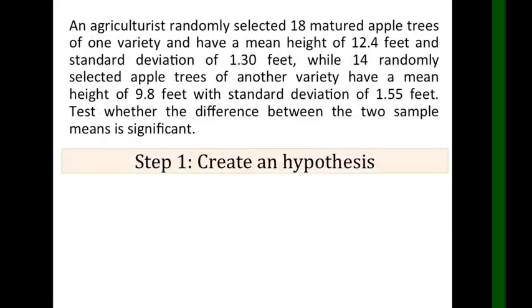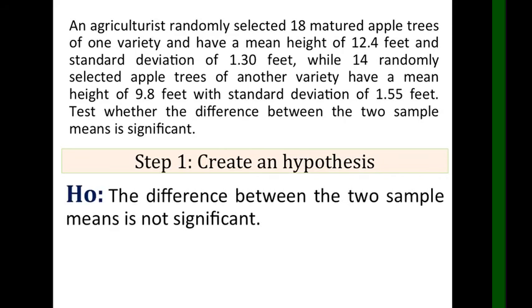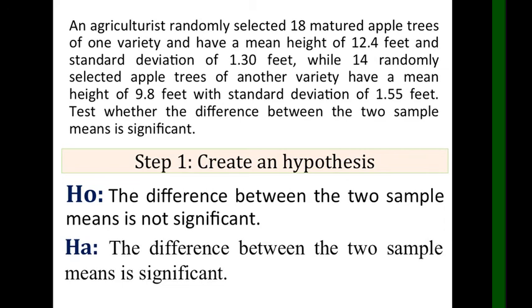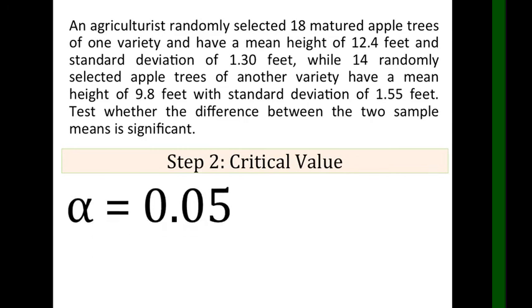So let's see. First, the imperative is test whether the difference between the two sample means is significant. So the null is the difference between the two sample means is not significant, and the alternative is the difference between the two sample means is significant. I hope you already know how to do this. But if you don't know how to do a hypothesis statement, you can just click the link in the description box below. And now, for the critical value, we have alpha 0.05.